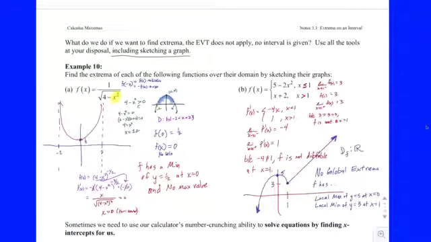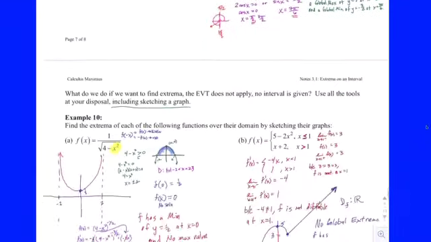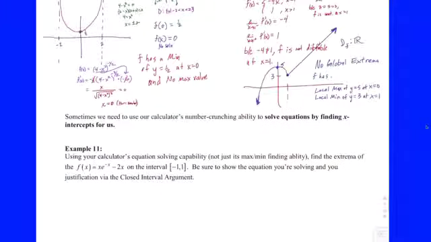So EVT is nice. When does EVT work? The closed interval argument? What's the if part of the EVT? Continuous on a closed interval. Good. That's the same condition for the IVT. You don't even have to worry about the graph. You can just trust the theorem. But if it doesn't apply, you're going to have to try and answer it some other way using all of the skills that we've learned over the years. Graphing could be very, very helpful. All right, any comments or questions on example 10?